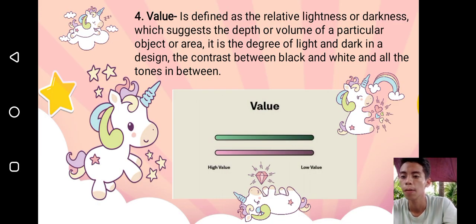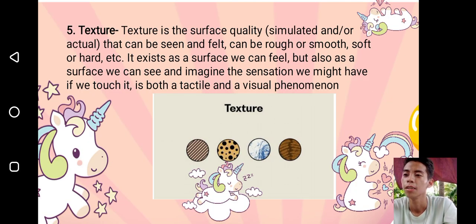So sa value is defined as the relative lightness or darkness. Murag panit nimo ba? Gikan sa light ay murag planet sa classmate. Natay classmate nga light, naputay classmate nga dark. So, which suggests the depth or volume of a particular object or area. So, it is the degree of light and dark in the design, the contrast between black and white, and all the tones in between. So, texture.